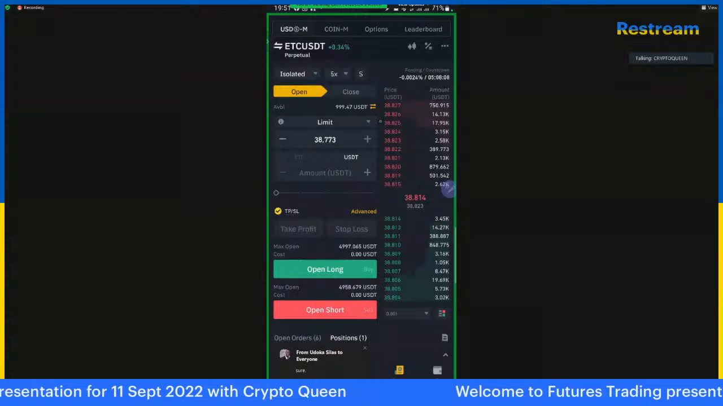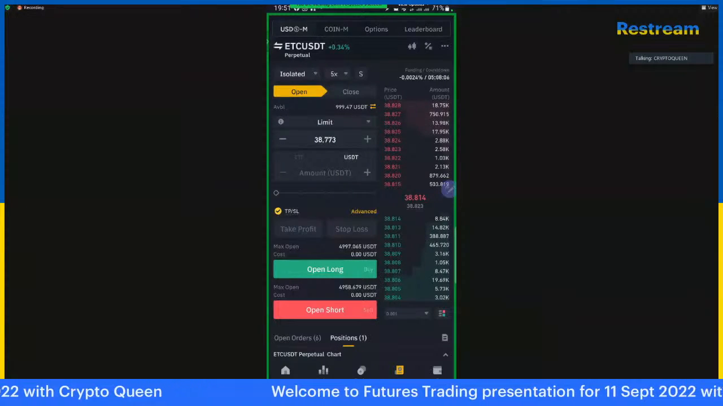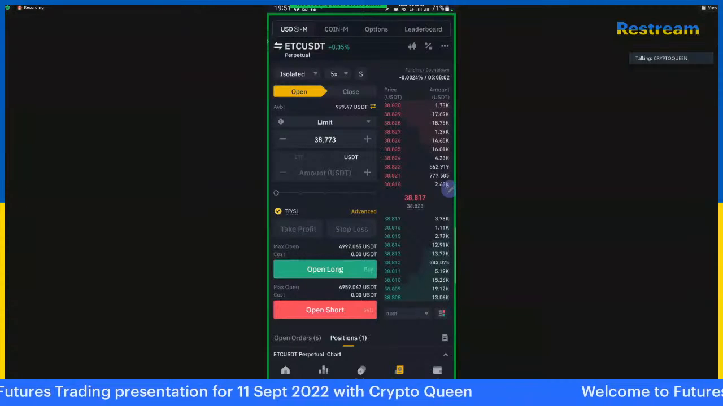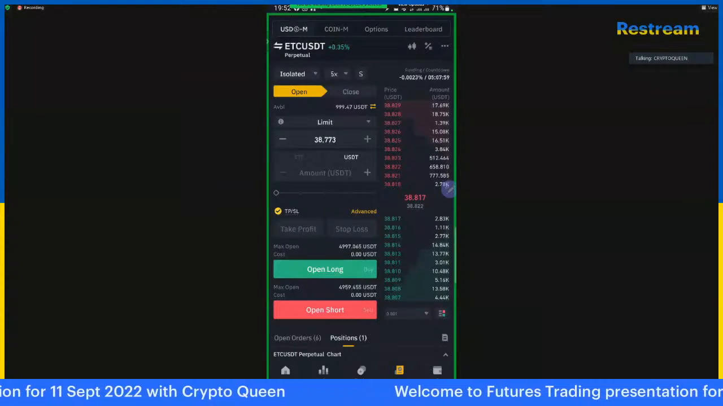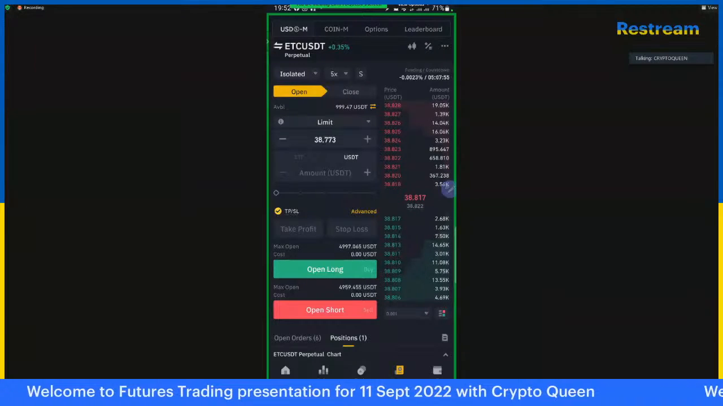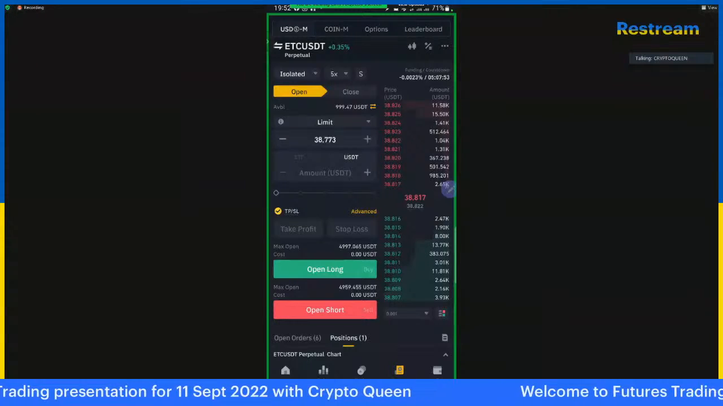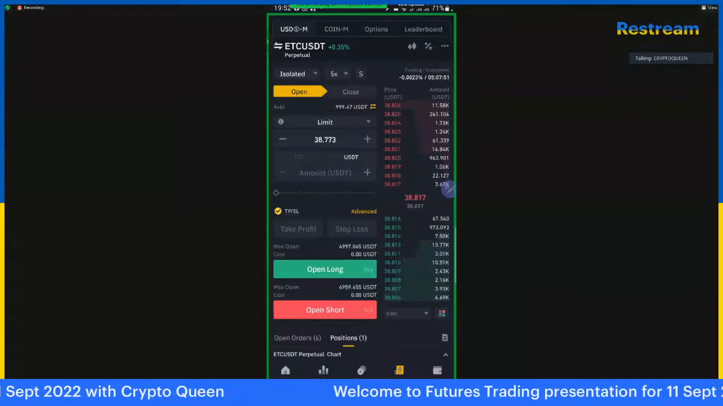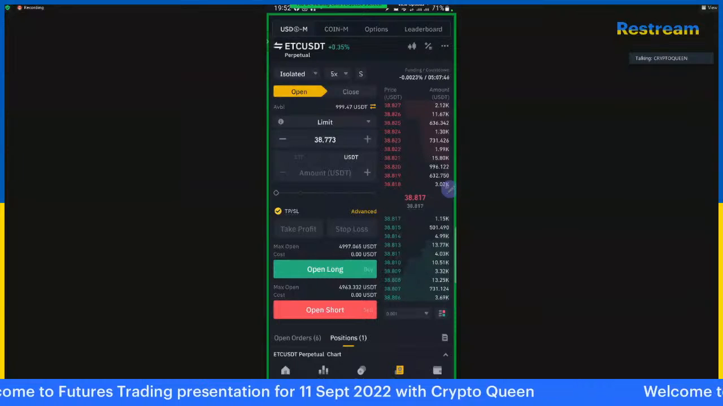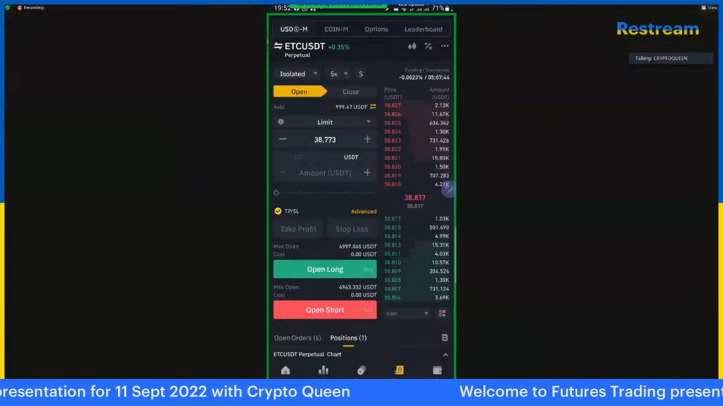Okay, let's move on. So to set your hedge mode, first thing, if you have a running trade, we will not be able to set your hedge mode. So if you have a running trade, you have to close it first if you have not set your hedge mode. You have to close it first, then you cannot set it. So set your hedge mode.